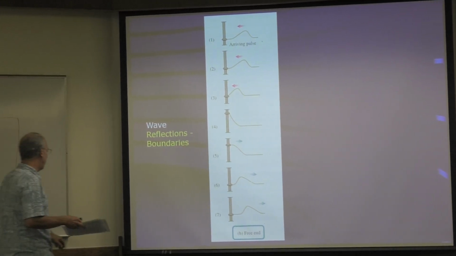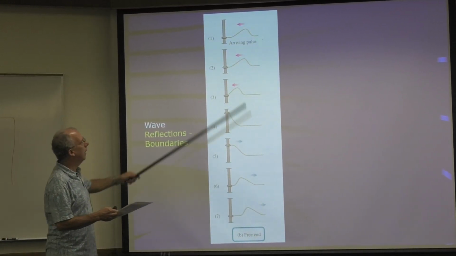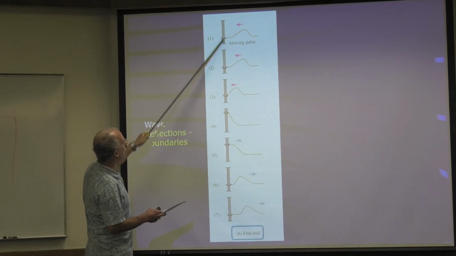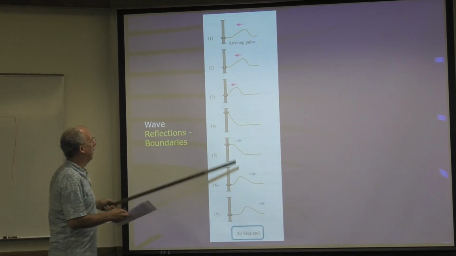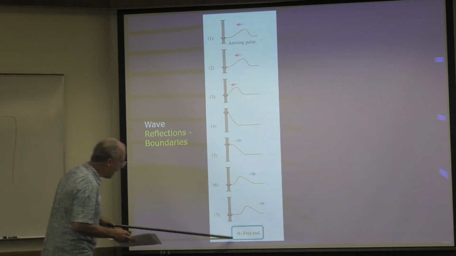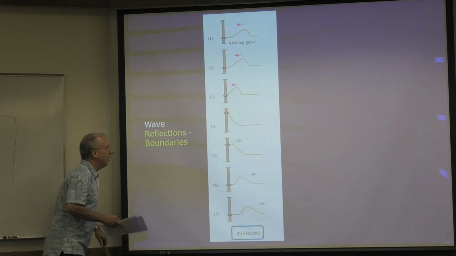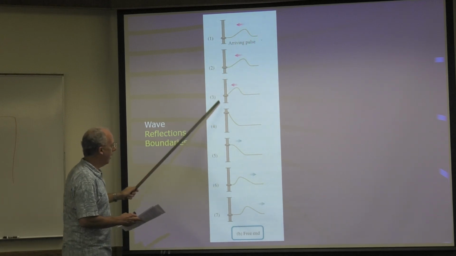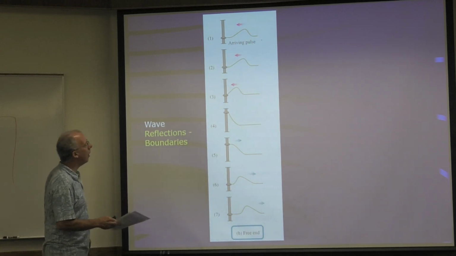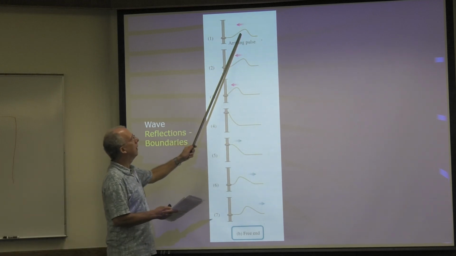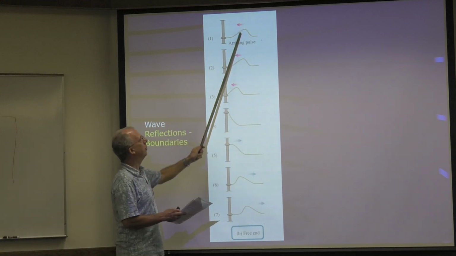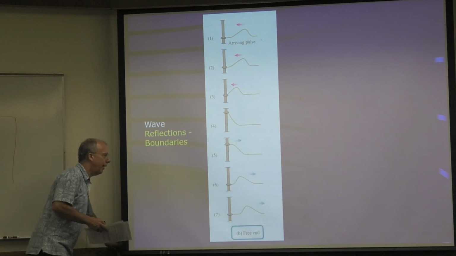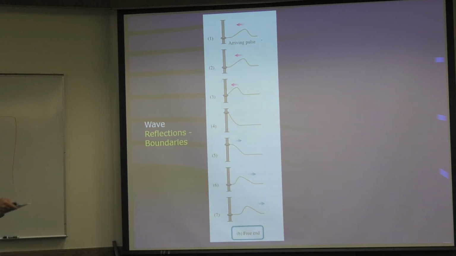So here's a situation where the rope is tied to a ring, and the ring can move up and down on the bar. So it's a free end. The pulse comes in, and then it reflects. Agreed? Now what do you notice though? Here, the pulse was up, and when it reflects, the pulse is up. So that's what you notice.